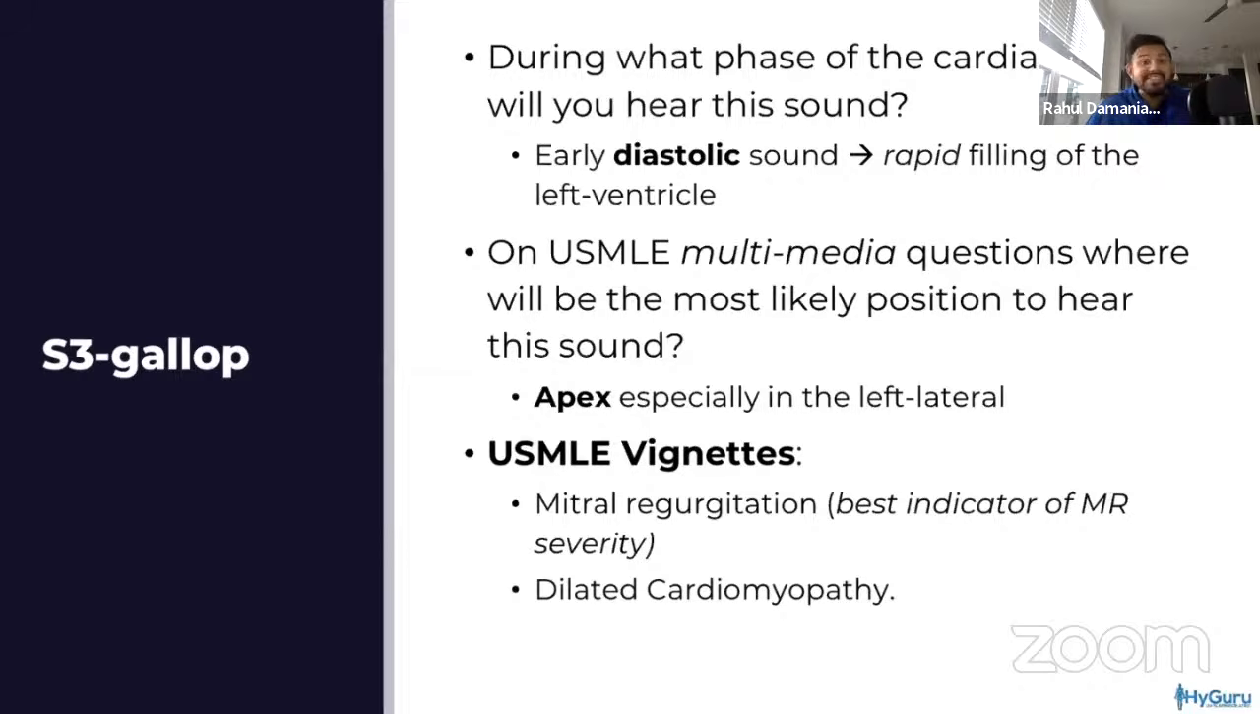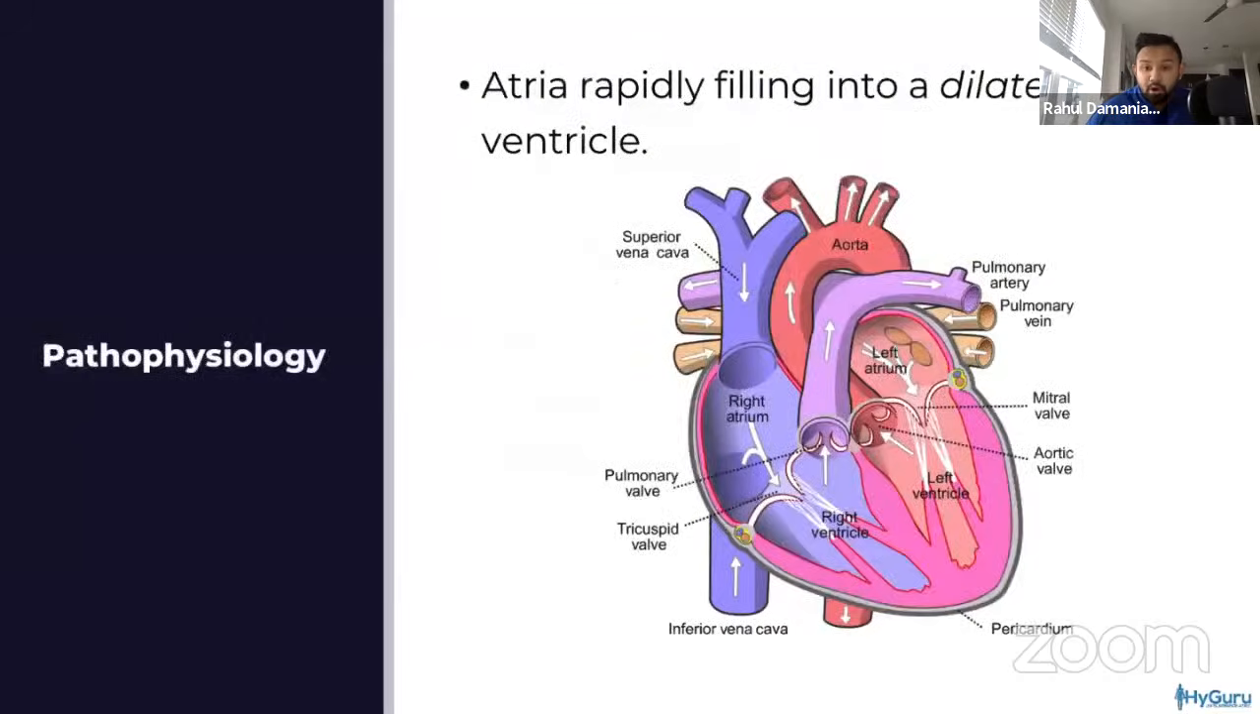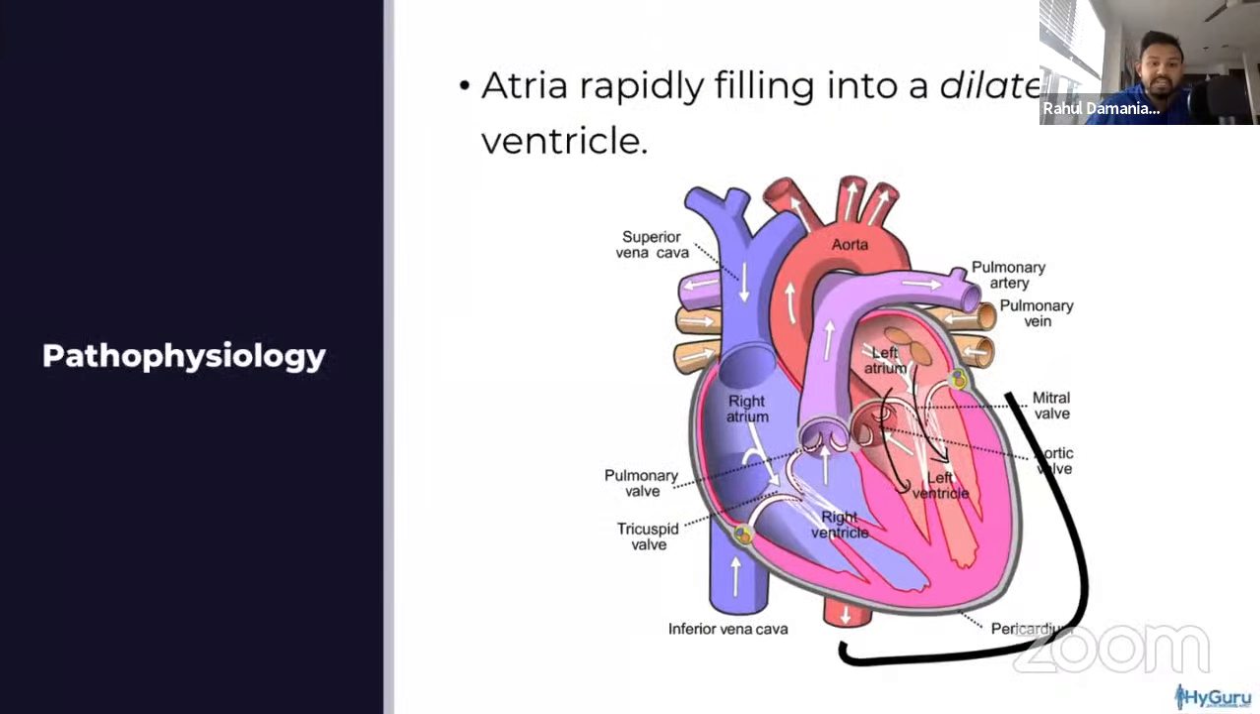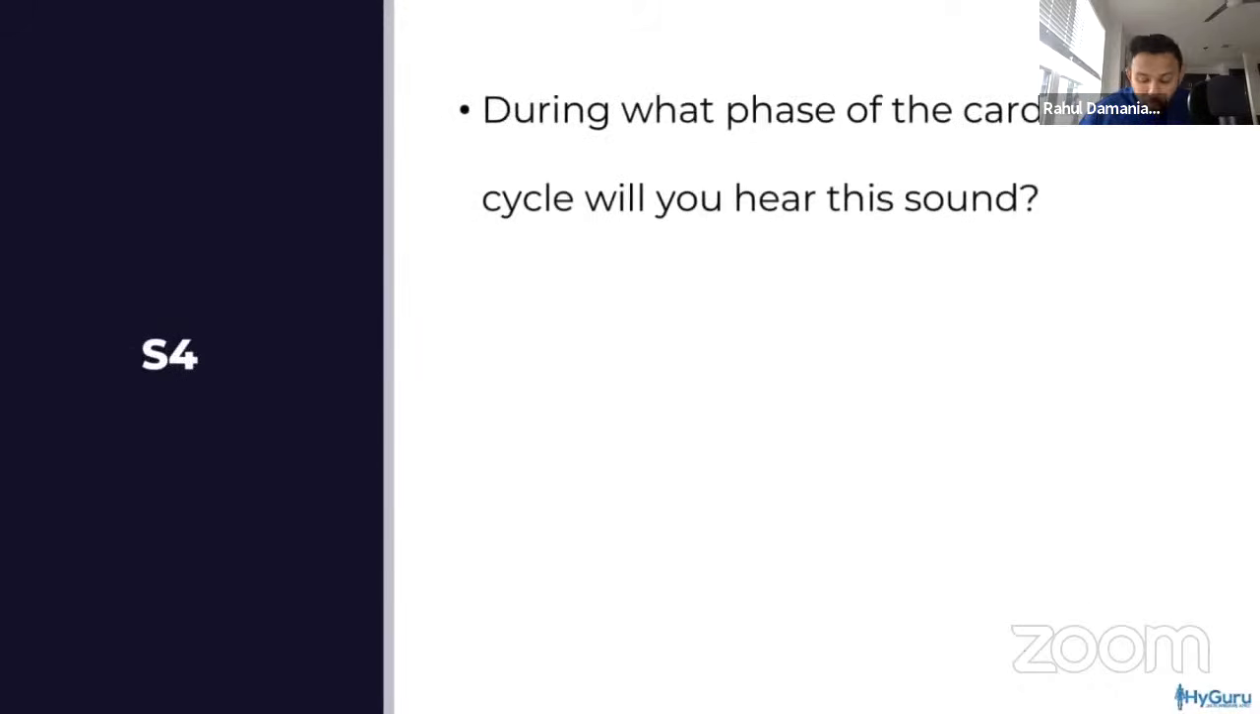You also will see this in dilated cardiomyopathy. This can be idiopathic, but usually with dilated cardiomyopathy, we think of things like congestive heart failure. So the pathophysiology here is that S3 represents the atria filling into a very dilated left ventricle. So think about this left ventricle expanding. And if the atria early in diastole is filling into this very dilated left ventricle, you are going to hear the S3 heart sound.